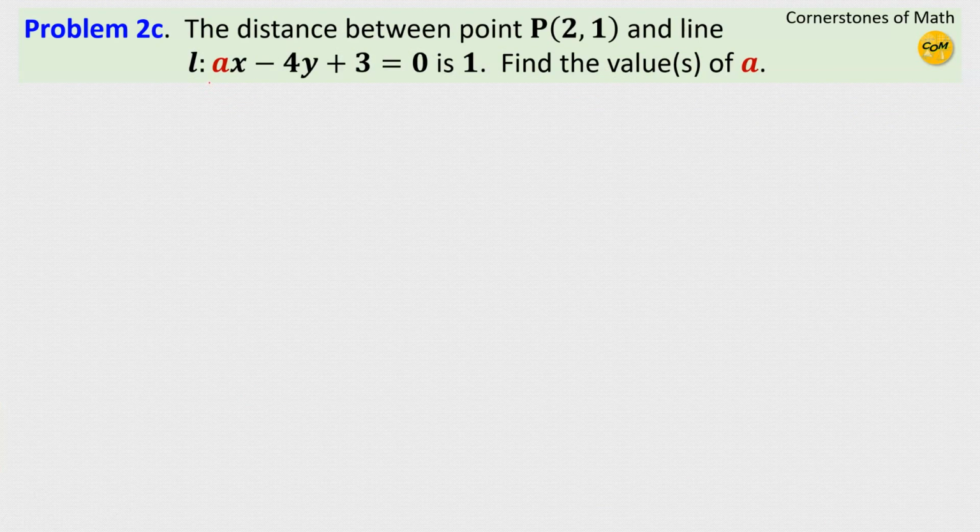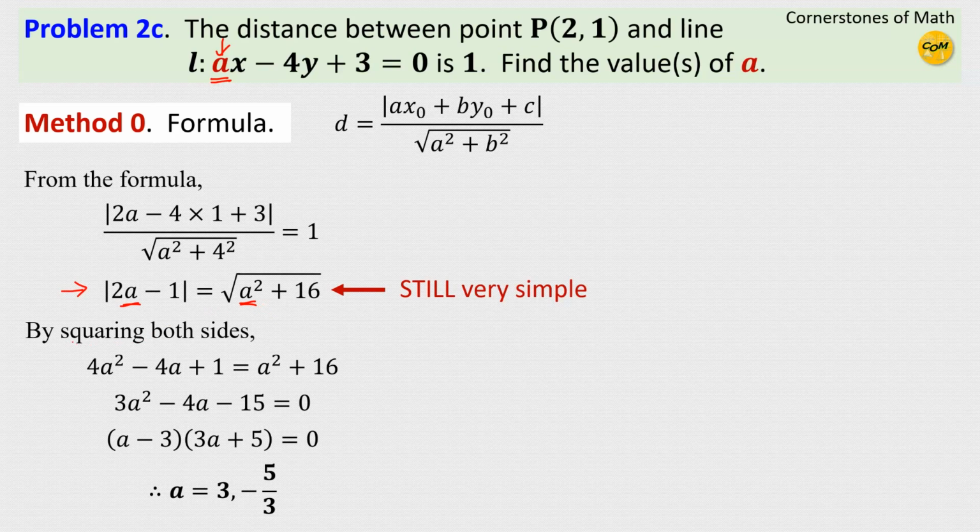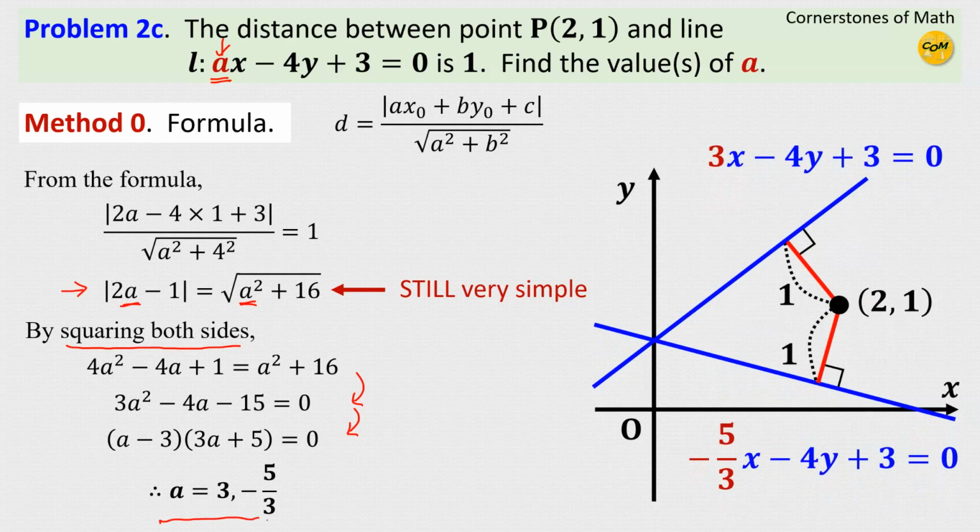The real highlight is when one of the coefficients of x and y is given as unknown, like this one where we have to find the value of this a. If you use the formula, it seems that now we obtained a tricky equation since it contains a in both the absolute value and the radical. But this is still a very simple equation, because we can use the trick called squaring both sides and remove both the absolute value and the radical at the same time. Then the equation simplifies to a simple quadratic equation which we can easily solve. And you know the drill, two answers, two possible lines.